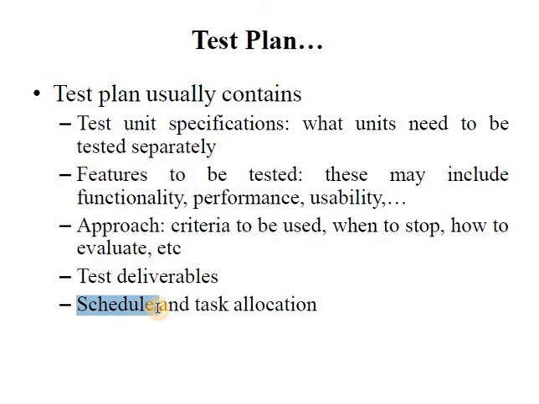Schedule means the time schedule: at what time the testing activity should be completed, when it has to be started and when it should end, everything. That is the start time and end time of each testing activity. Task allocation means who has to perform the testing activity. So this is task allocation, and this is the overall test plan.